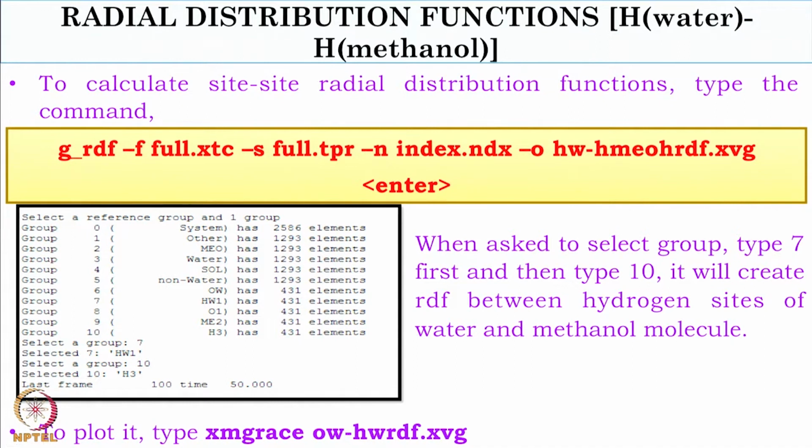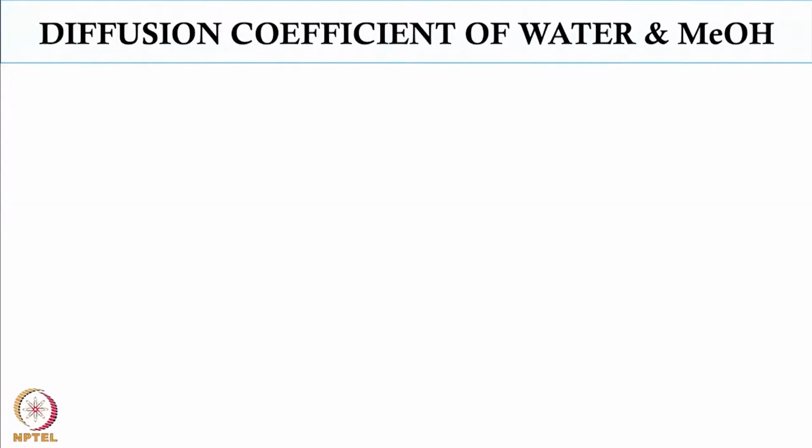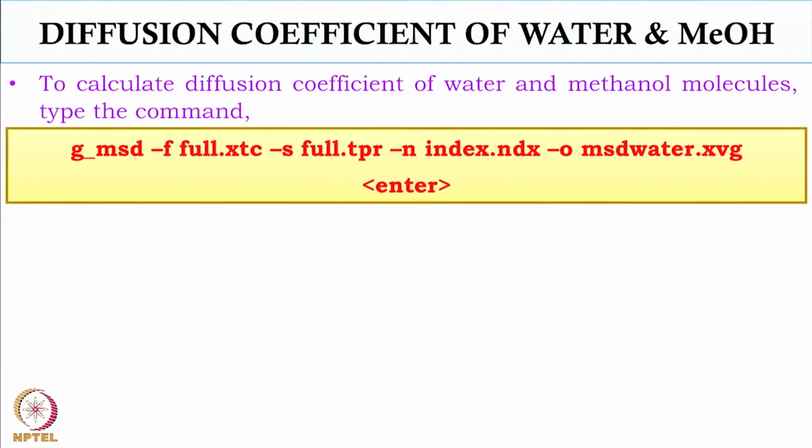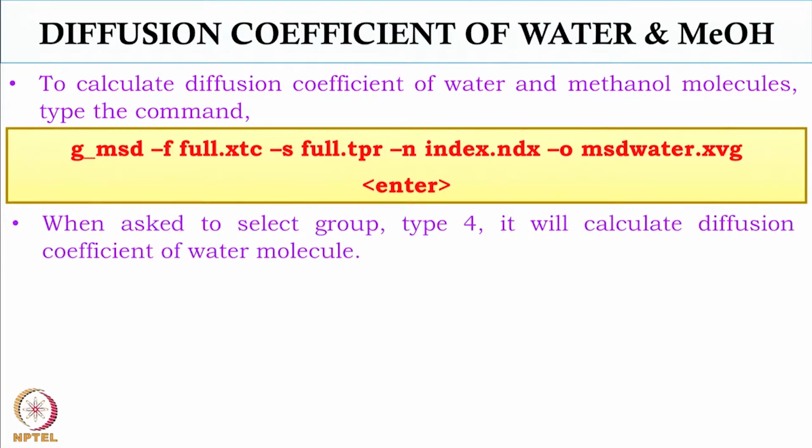Now we'll go to the diffusion coefficient of water and methanol. We'll use G_MSD, with the same XTC and TPR, and the index file is required, and -O msd water, since I'll first calculate the diffusion of the water molecule. So this is the output file name.